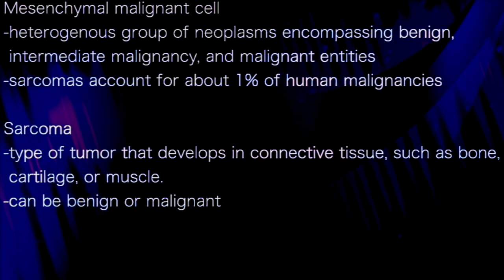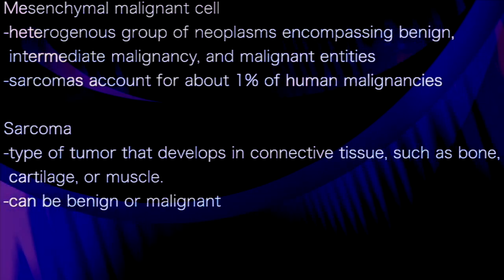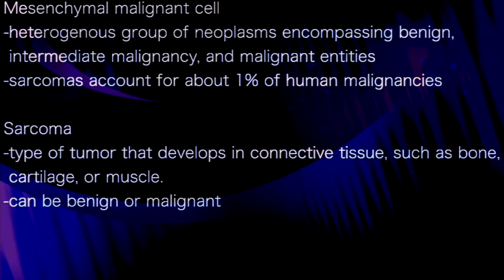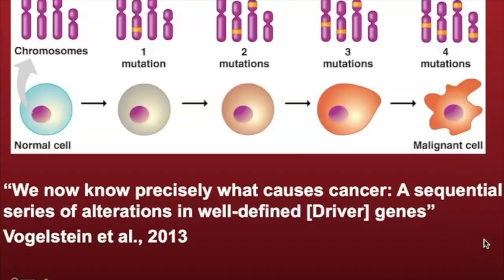Sarcomas account for about 1% of human malignancies. Sarcoma, type of tumor that develops in connective tissue, such as bone, cartilage, or muscle, can be benign or malignant. And here's a quote from Dr. Vogelstein, one of the leading scientists supporting the gene theory of cancer, stating, "We now know precisely what causes cancer, a sequential series of alterations in well-known driver genes." So these driver genes are considered the most important genes for driving the development of cells out of control.